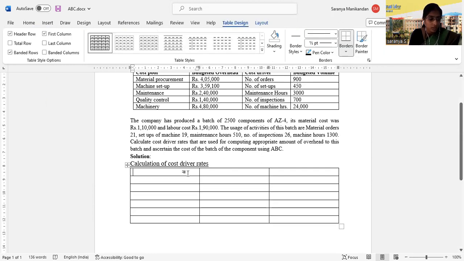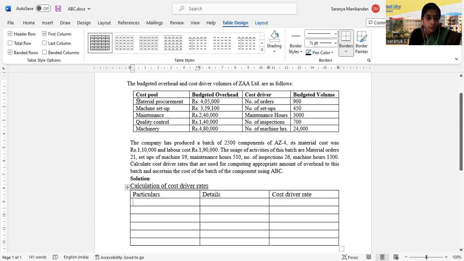First we'll write particulars. Next is our calculation, so I'm writing it as details, and next is cost driver rate. In the particulars column, we will write all of the pool items. We have 5 items, and we'll write those 5 items here. And for this, the cost driver is already given.